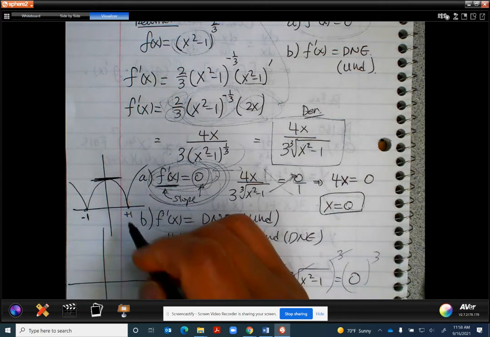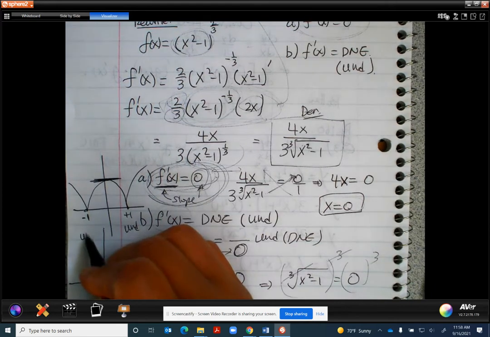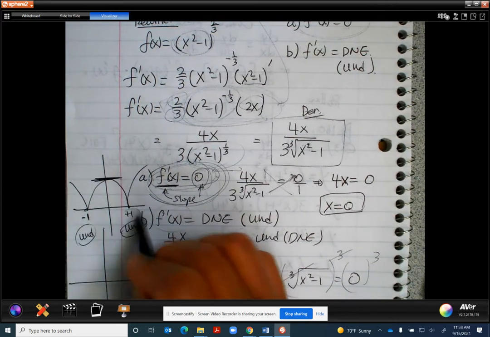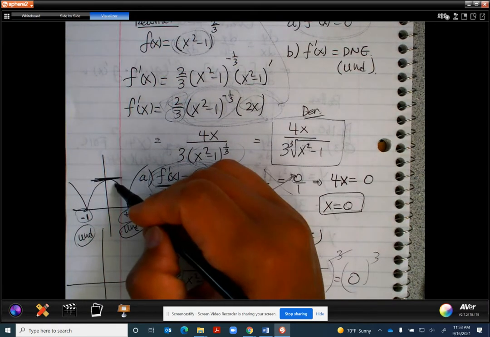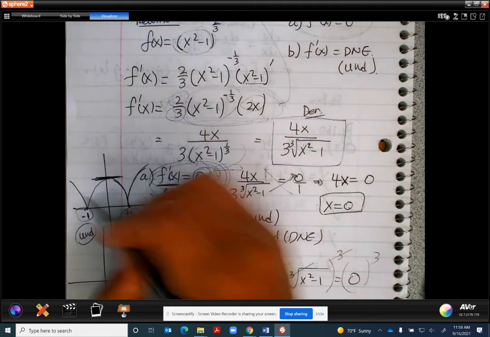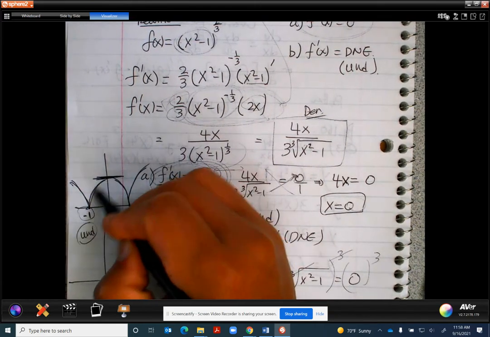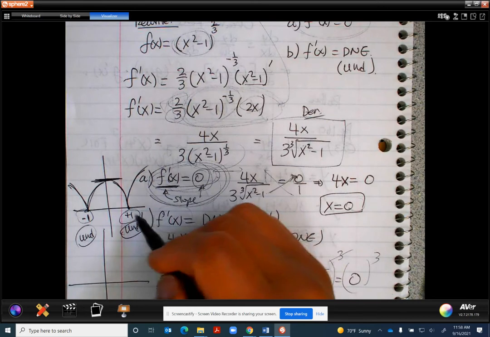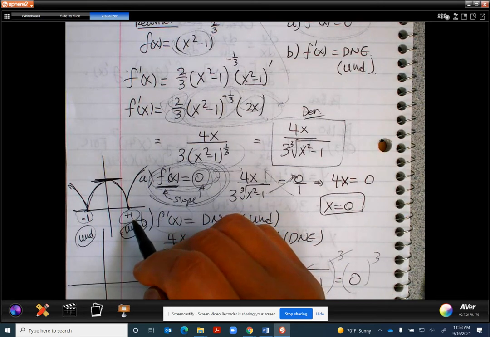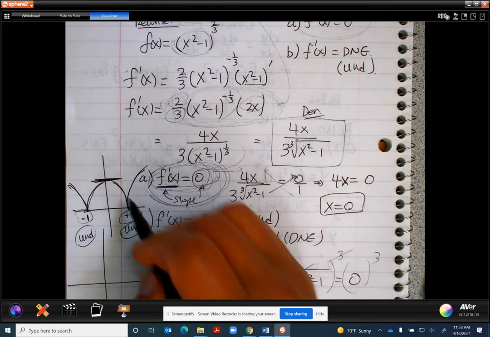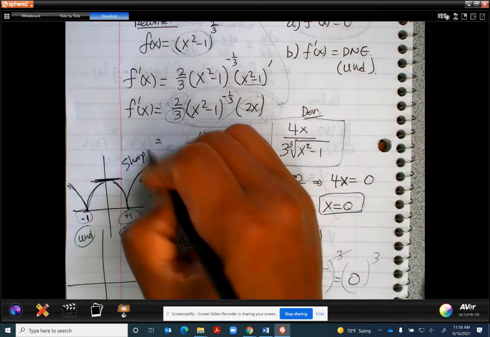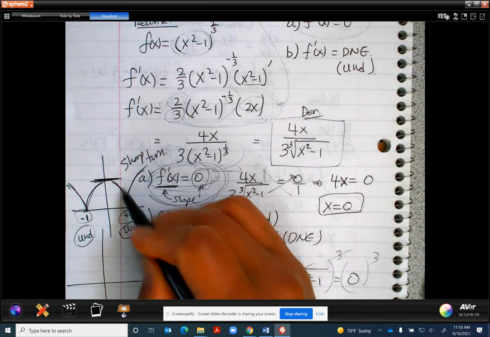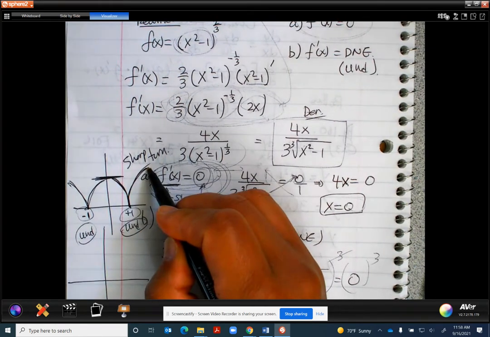Okay, what happened when this was undefined? Remember, it was undefined at 1 and negative 1. Wasn't part B saying undefined at positive 1 and negative 1? Doesn't this look really weird? Have you seen graphs like this? You have never seen any graphs like this up to this point. We're going to see a lot of these things. Do you see this sharp turn? Do you see how this is turning really sharply like that?